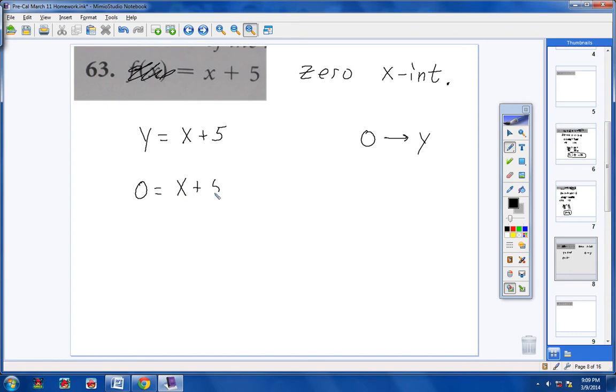And now let's solve for x. Simply take this positive 5, move it over to the other side, and you would have a negative 5. Bring down your equal sign. Bring down your x. 0 minus 5 is negative 5. So you just found the 0 of this function, or the x-intercept, however you want to look at it, and it's not very difficult.